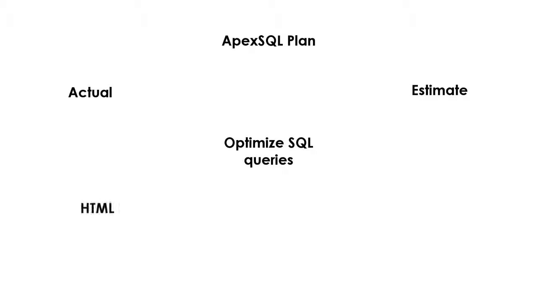ApexSQL Plan is a simple but powerful free tool used for query execution plan analysis and query optimization. ApexSQL Plan enables users to review actual or estimated query execution plans and optimize SQL queries. Other than that, ApexSQL Plan can be used to export various query execution plan results to HTML and XML reports.